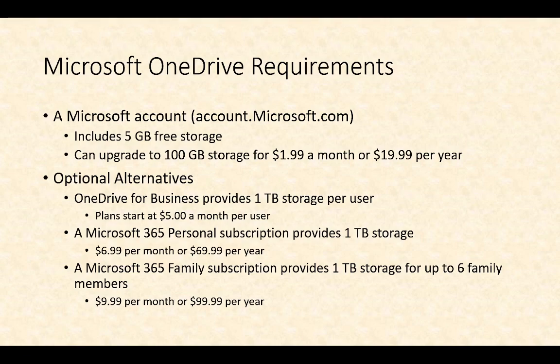A couple of other alternatives is you can sign up for OneDrive for Business. That provides 1 terabyte of storage per user, and plans for that start at $5 a month per user. Or you could get a Microsoft 365 personal subscription that provides 1 terabyte of storage at $6.99 per month or $69.99 per year. Or you can get a Microsoft 365 family subscription, which provides 1 terabyte of storage for each of up to 6 family members, and that's $9.99 per month or $99.99 per year. And now let's take a look and see how Microsoft OneDrive works.